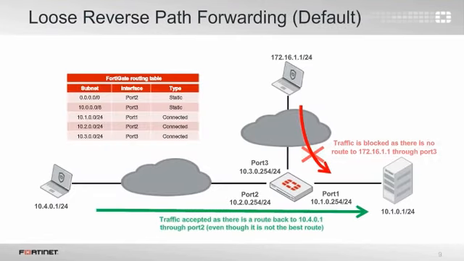There are two RPF check modes: loose and strict. Loose is the default mode. In the loose mode, the packet is accepted as long as there is one active route to the source IP through the incoming interface. It does not have to be the best route, just an active one. In the example shown in this slide, the packet from 10.4.0.1 to 10.1.0.1 is accepted because FortiGate has an active route, the default route, to 10.4.0.1 through port 2.